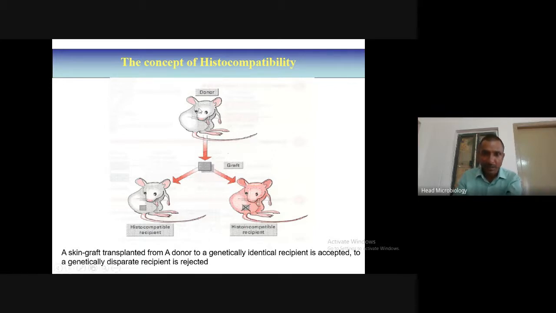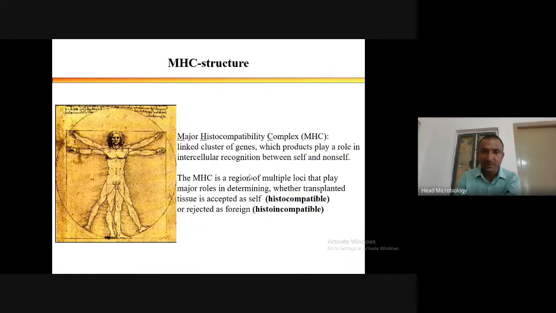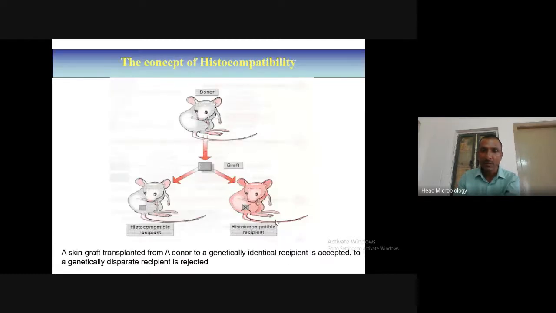That's why they are different. The donor tissue is transplanted into the two mice. One graft will be accepted and one will be rejected, because the genes are not similar. The rejected one is called non-histocompatible, and this one is histocompatible.